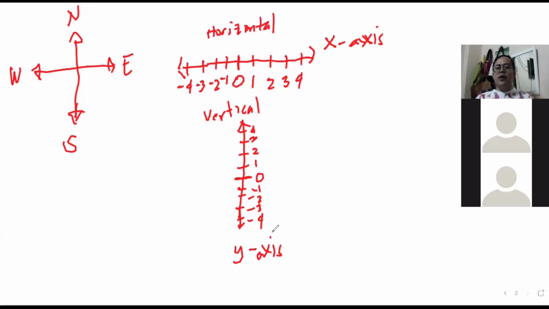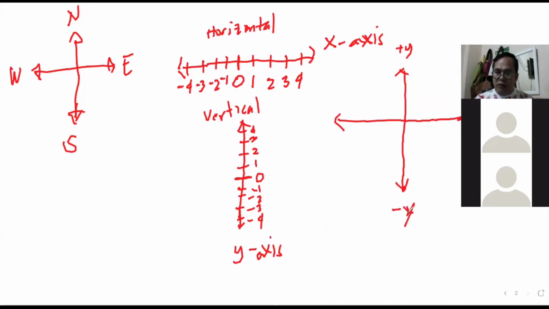y-axis. Now, if you combine the two, you will see it here. Which also projects your direction. Okay, this going up is called a positive y, and going down is negative y.